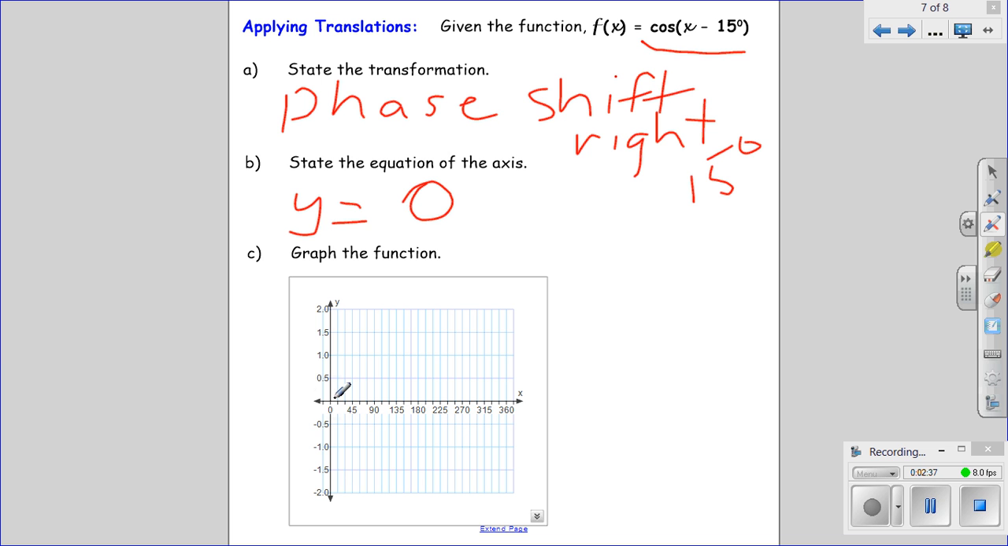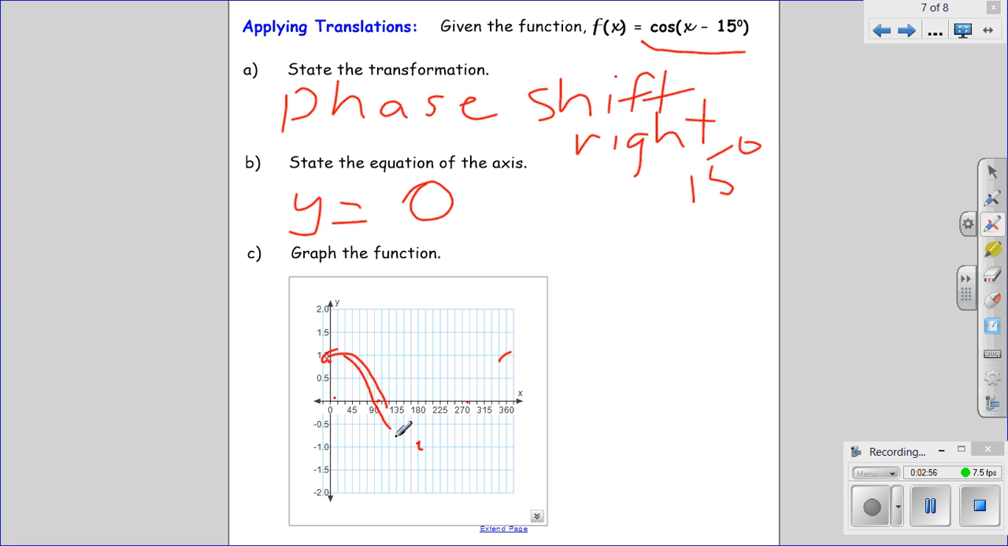And when I graph, I do this exact same thing. Now I'm doing cosine. Cosine's a little different than sine. I start on a max. I end on a max. Halfway between, I hit my minimum. And halfway between my max and min, I'm always going to hit a 0.